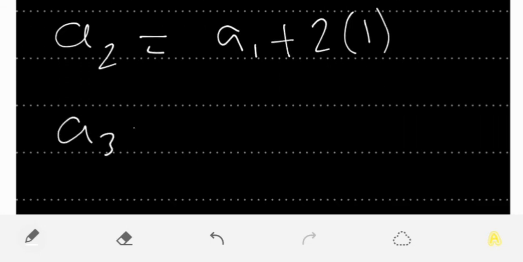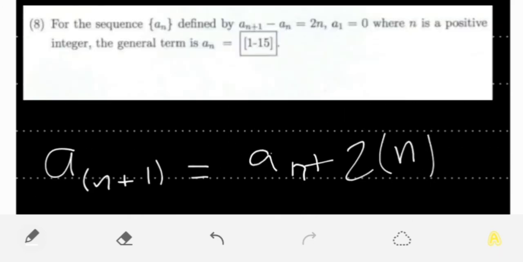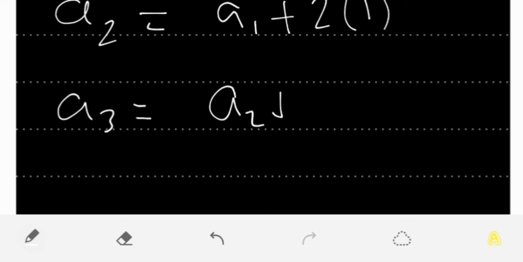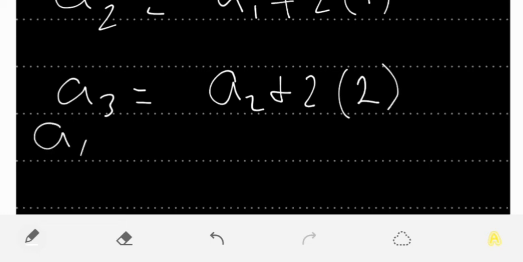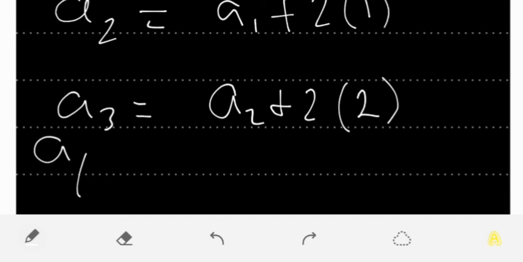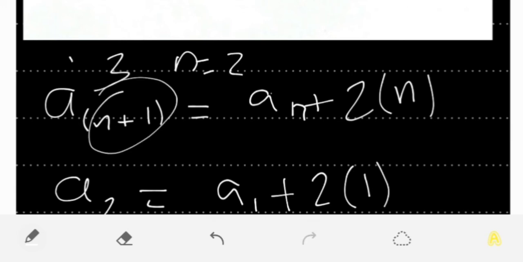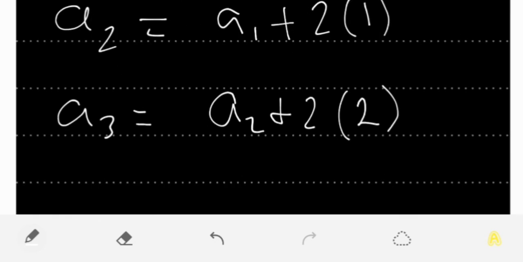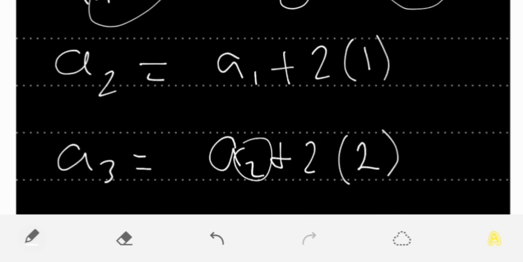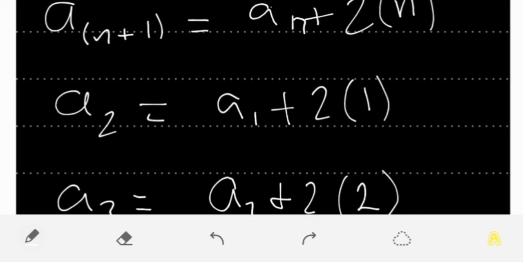What about a of 3? Well, a of 3 is equal to a of 2, because it is equal to the term before it, plus 2 multiplied by n, right? So n is 2 over here. What I'm saying is that in our rule, if we want a of 3, then n must be equal to 2. Why? Because 2 plus 1 is 3, so we put 2 over here, and n is 2, so we put 2 over here, okay? So this is what I'm doing.